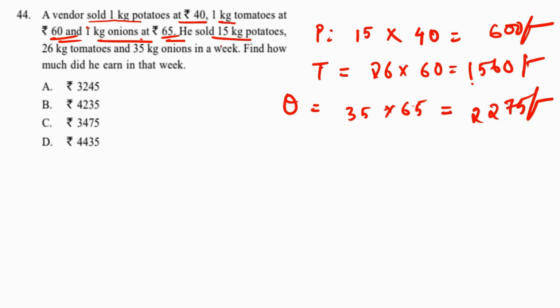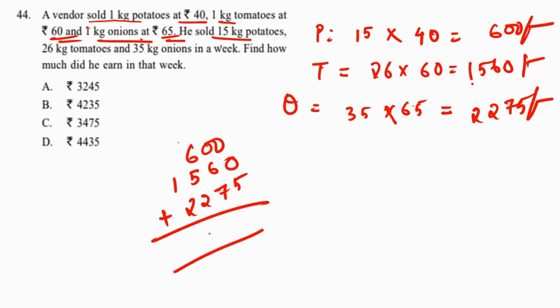So what is the total cost of the vegetables that we have? 600, 1560, and 2,275. When we add all of these, we get 4,435 rupees. That's the total earning of the vendor. Option D being the required answer.